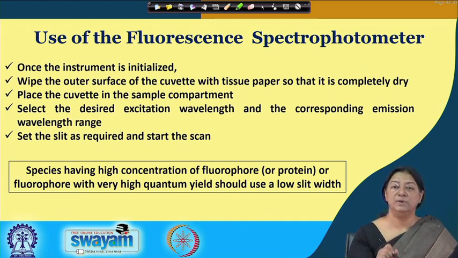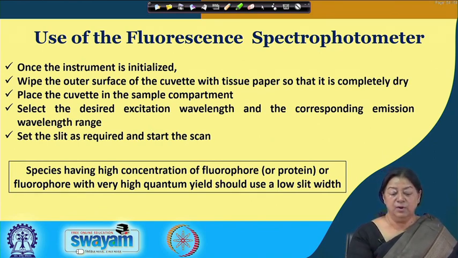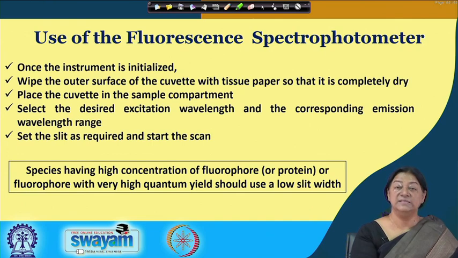The usual excitation wavelength selected for a molecule is the lambda max value of absorbance, which, as I mentioned, for tryptophan should have been 280 nanometer, but because we know that we do not want to excite the tyrosine, we shift it a bit to 295 nanometer, where we will not have any interference from tyrosine. And we select the desired excitation wavelength and the corresponding emission wavelength range, which I mentioned is going to be 10 nanometer away from the excitation wavelength, because we know that our fluorescence emission spectra is going to be red shifted. We set the slit width as required and start the scan.